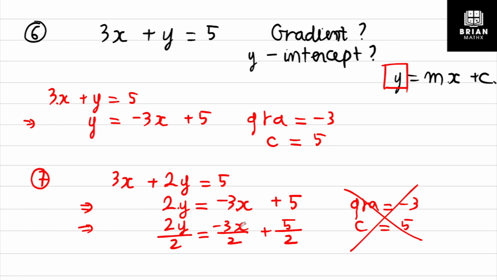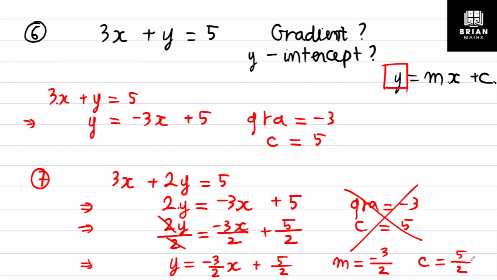This one divided by 2, this one divided by 2, and this one divided by 2. After this operation, I will have y stand alone, because 2 divided by 2, you get 1y, or only y. And for this one, negative 3 over 2x and plus 5 over 2. So after this step, it is very easy to determine: m equals negative 3 divided by 2, and c will be 5 divided by 2.